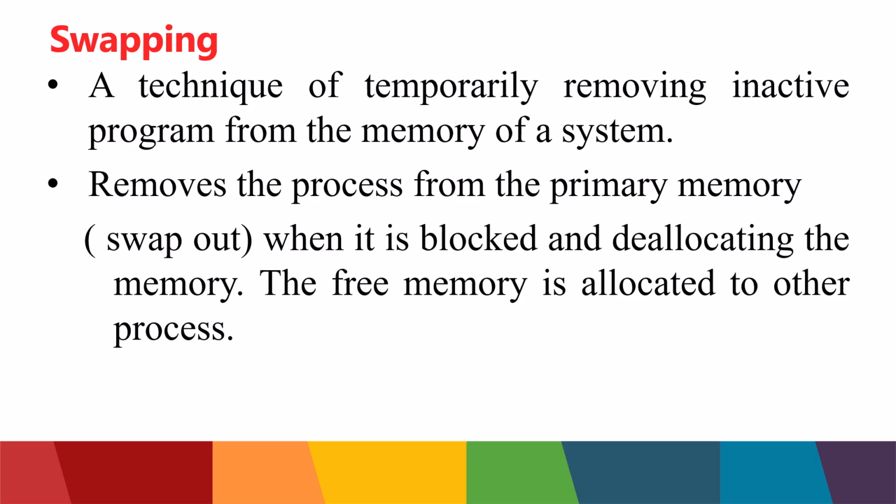When a program or process becomes inactive, for example, it's waiting for some input or resource, the operating system can temporarily remove it from the main memory. This is called swap out. The process is saved to a space on the hard disk called swap space. By doing this, the memory that was used by that inactive process becomes free and the system can use that space for other active processes.